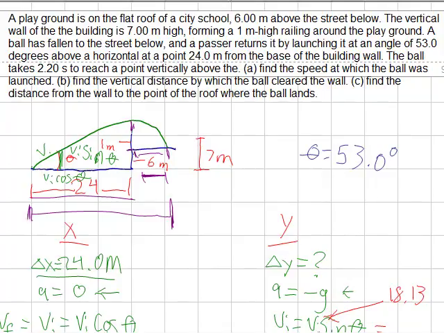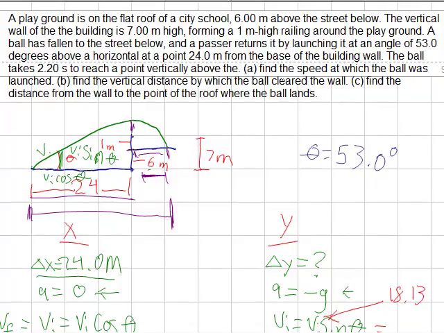A ball has fallen to the street below and a passenger returns it by launching it at an angle of 53 degrees above the horizontal at a point 24 meters from the base of the building, which would be from here. The base of the building is here, and the wall goes up to 7 meters here, and the playground ground is 6 meters high.